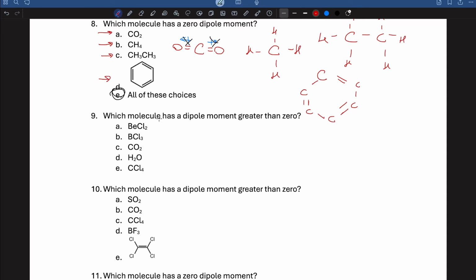The next problem: which molecule has a dipole moment greater than 0? We're looking for an answer that is overall polar. In the first answer, beryllium chloride, it doesn't even matter because this is an ionic bond. Beryllium is a metal. Chlorine is a nonmetal. So no matter what, it's ionic, so it has nothing to do with our answers at all.